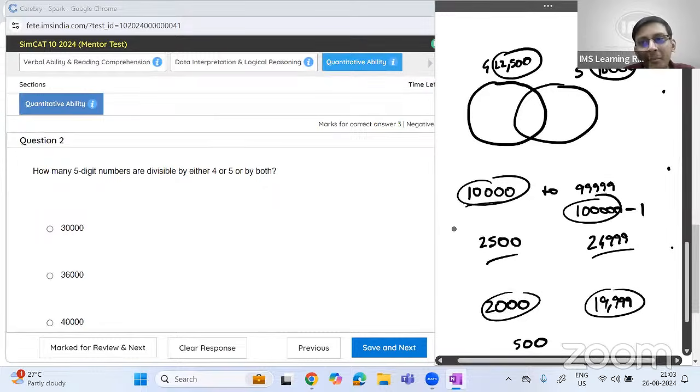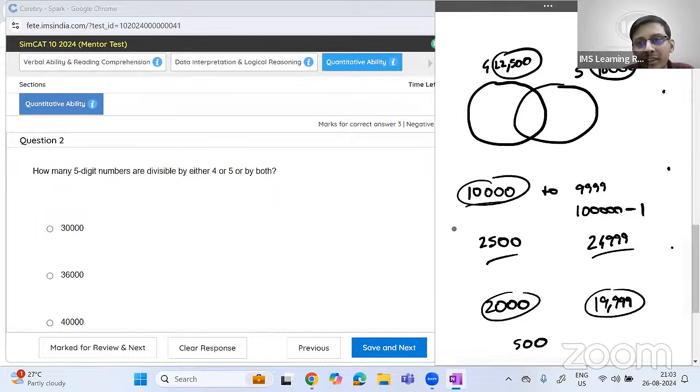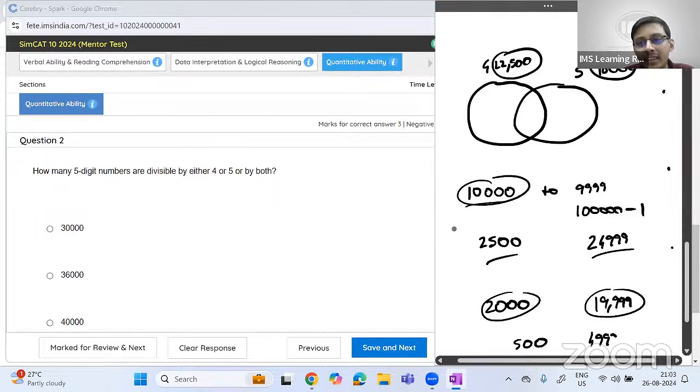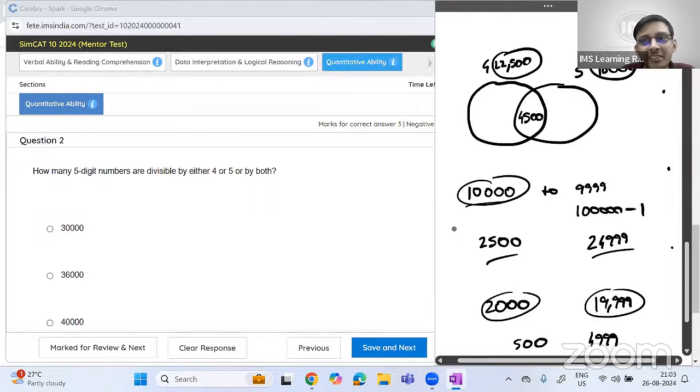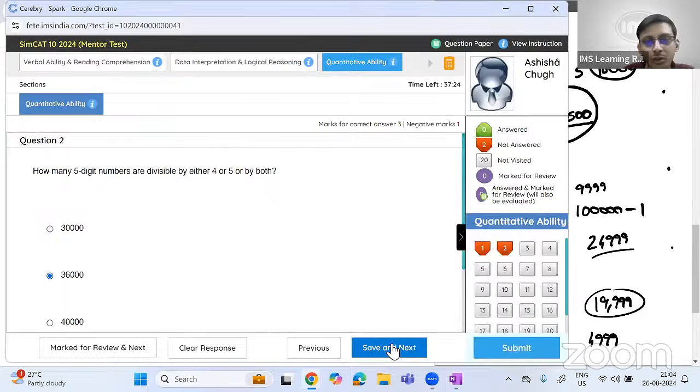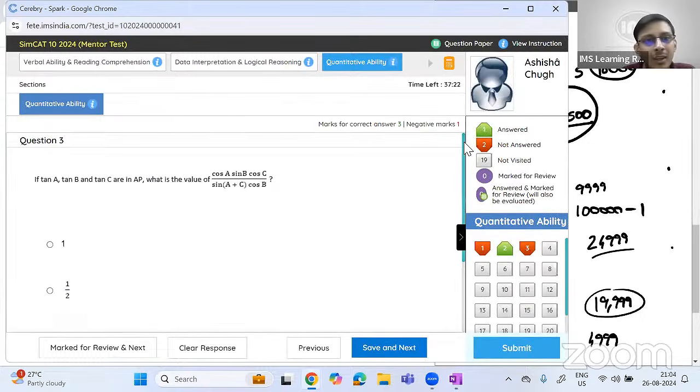Okay, let's do this multiple and then subtract one multiple. So this multiple will be 5,000. 5,000 minus 1, 4,999. This minus this plus 1. So 4,500 will be divisible by both. Now I can just see 22,500 plus 18,000 minus 4,500 is 36,000. Either 4 or 5 or by both, 36,000 should be correct. Yes.